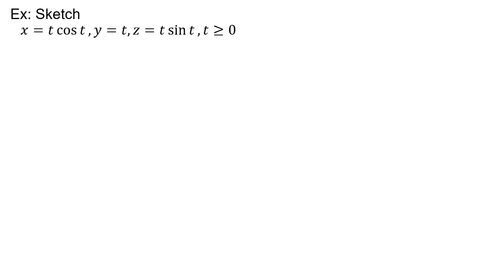All right, so here's where it gets tricky. What if you have a non-linear 3D graph you have to draw? So what about x equals t cosine t, y equals t, and z equals t sine t, where I need to restrict t being greater than or equal to 0? First thing you will notice is that these are not linear functions. So this is not going to be a straight line.